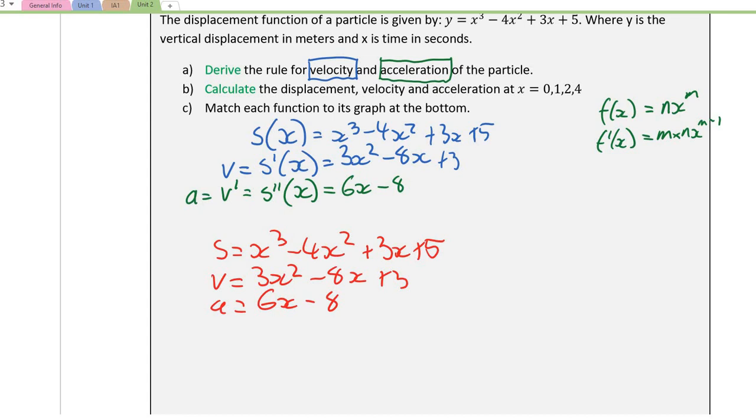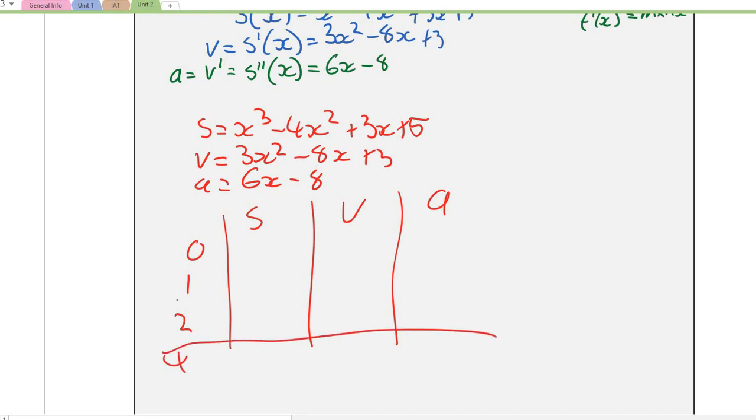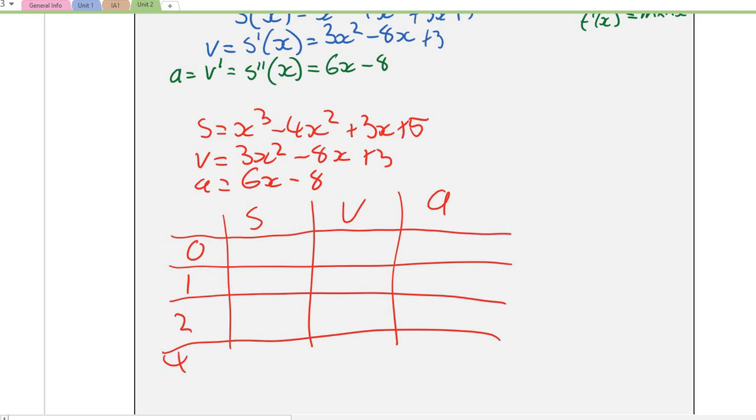Okay, so for our values, guys, we have our displacement, our velocity and our acceleration at 0, 1, 2, and 4. At 0, what is my displacement? 5. At 1, 5, at 2, 3, and at 4. My velocity at 0, 3, 1, 2, and 4. Okay.